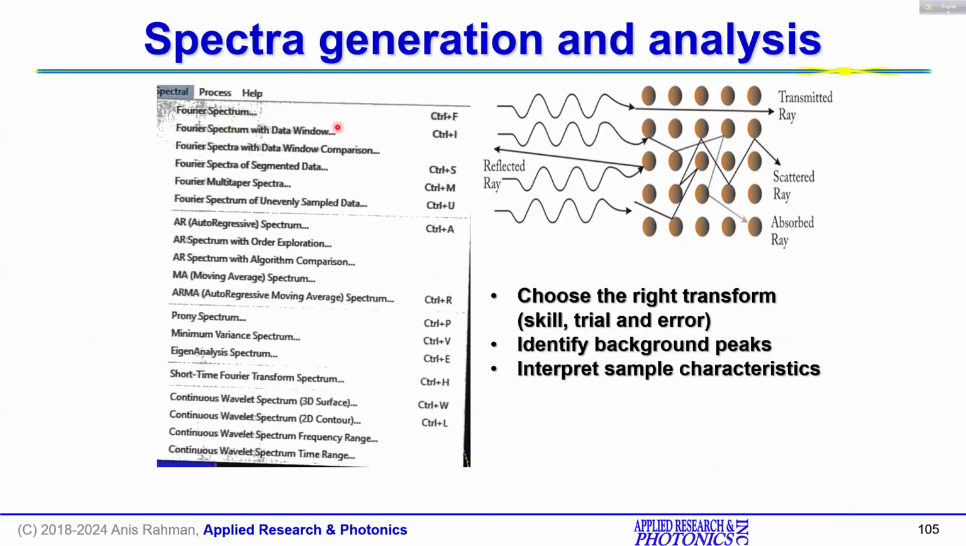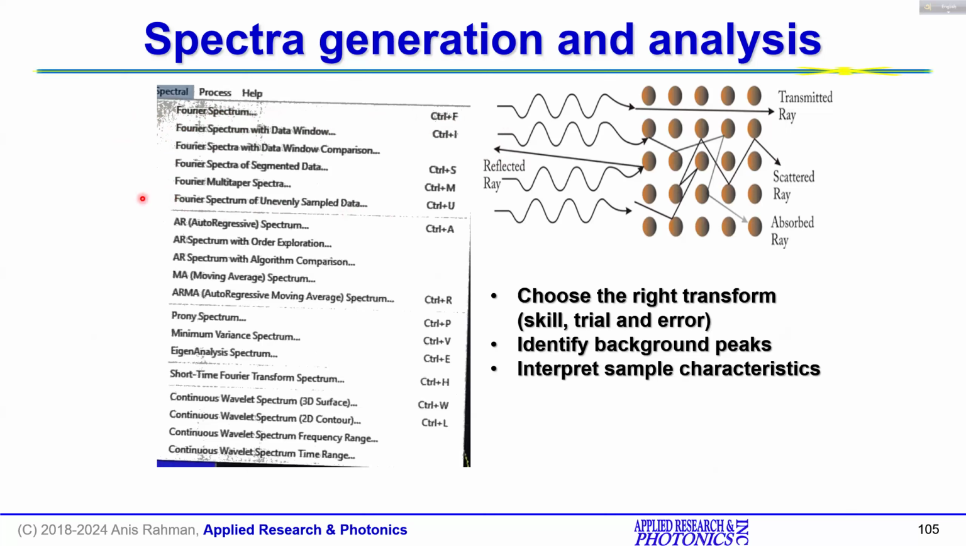Those are the Fourier spectrum, meaning that a simple Fourier transform is done. Then Fourier transform with a data window. So you can window, the software gives a lot of options. Most commonly we use the Fourier spectrum of unevenly sampled data, meaning that when you do the experimental measurement or data acquisition, all data are not equidistant in time, but that's a requirement for regular Fourier transform. The original Fourier transform requires that data should be in equal intervals, but experimental data are nothing like that.